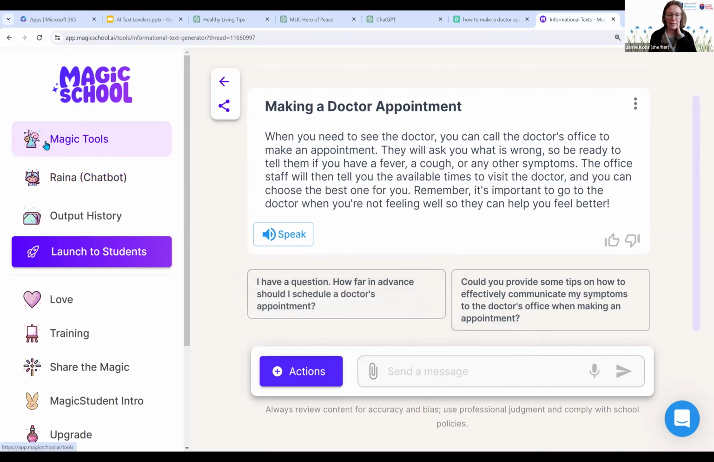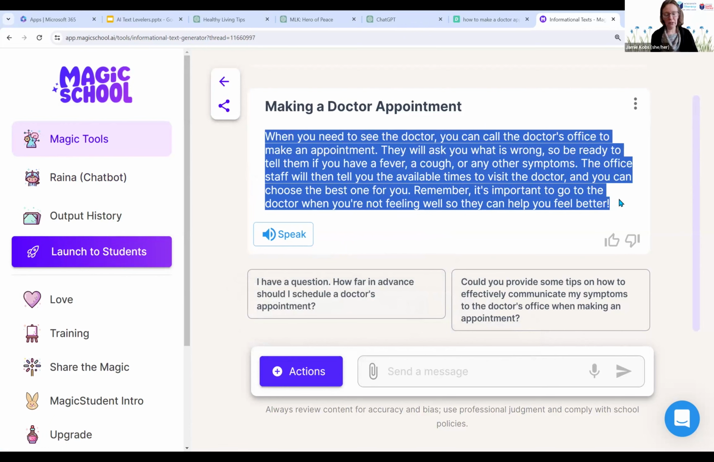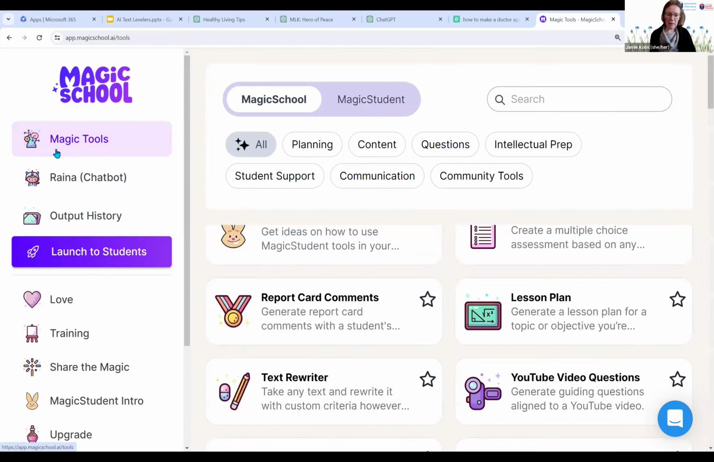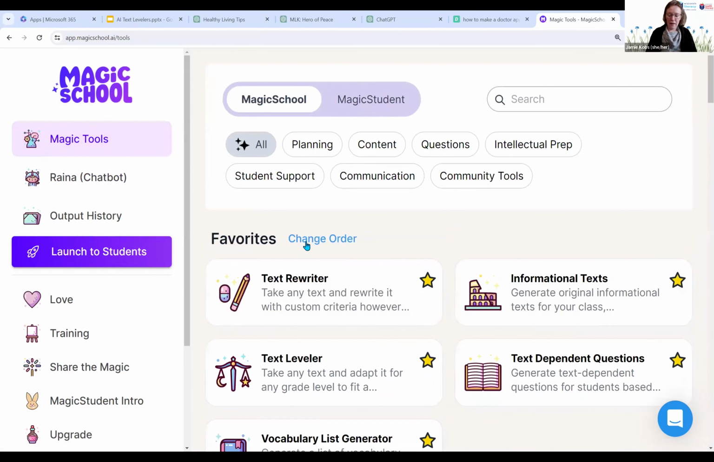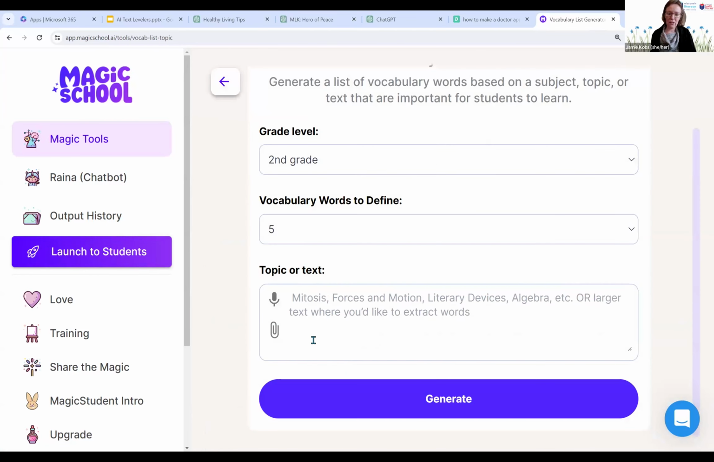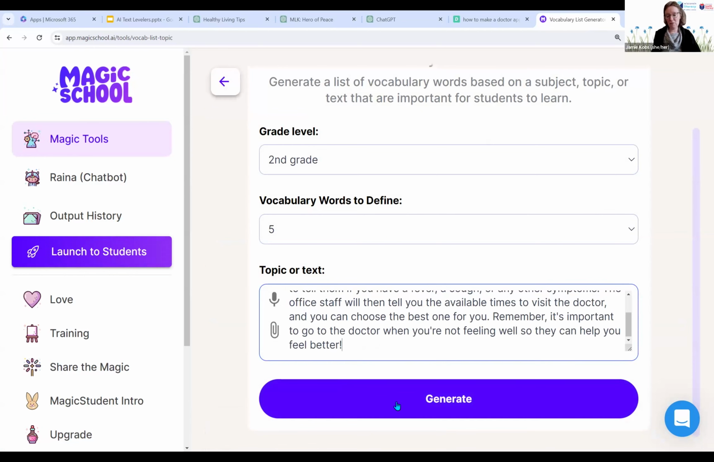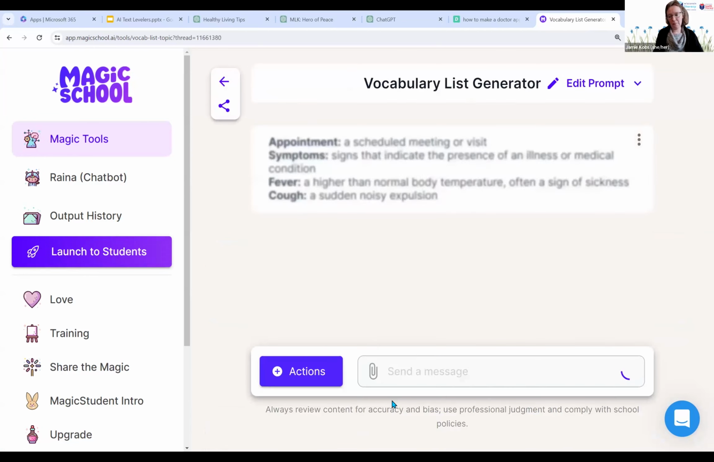And then, like I said, if you wanted questions or a vocabulary list for this text in Magic School, I would copy it. And then I would go to, let's do the vocabulary list generator. And I'm going to paste the text it created for me here so that it can generate the vocabulary words.